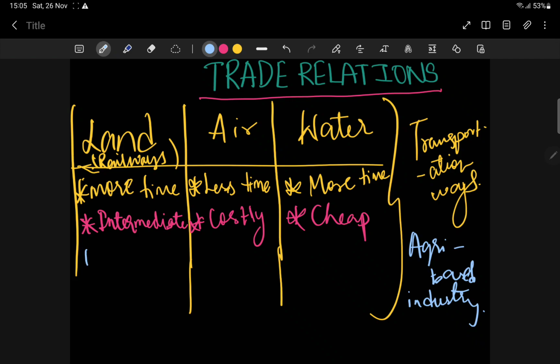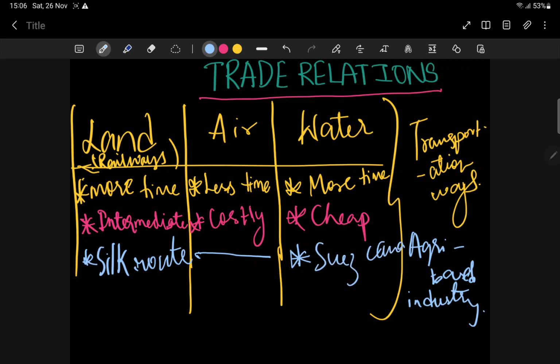And coming to land, one of the most important trade routes is the Silk Route. Children, this is not the Dairy Milk Silk. This is nothing but the Silk Route. It is a very huge, very long route. For air, we don't have any specific route. For water, many are there.